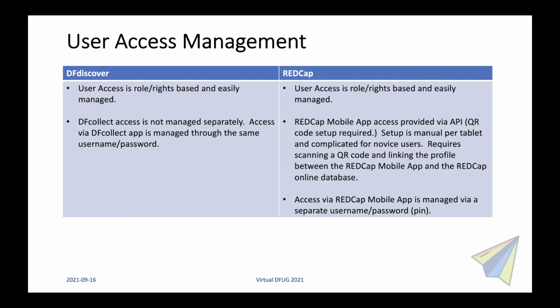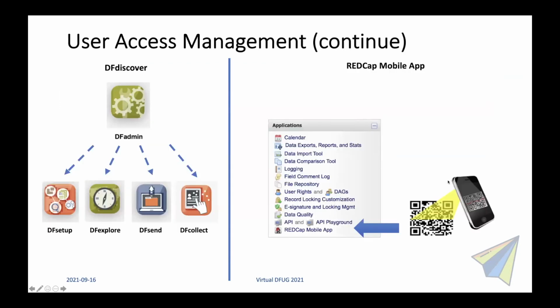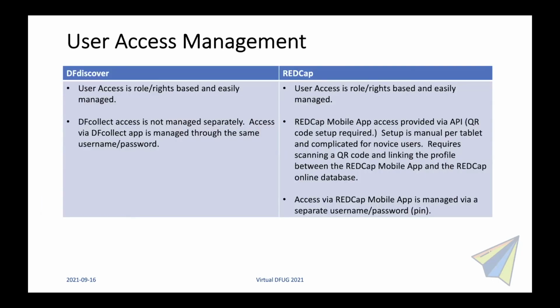So what you need to do is you first need to log into the REDCap database, and there you will get the QR code. From there onwards, you need to also log into the tablet with your own username. You then need to scan that QR code and link your online user account to your tablet user account. We found that procedure specifically for novice users is really complicated.